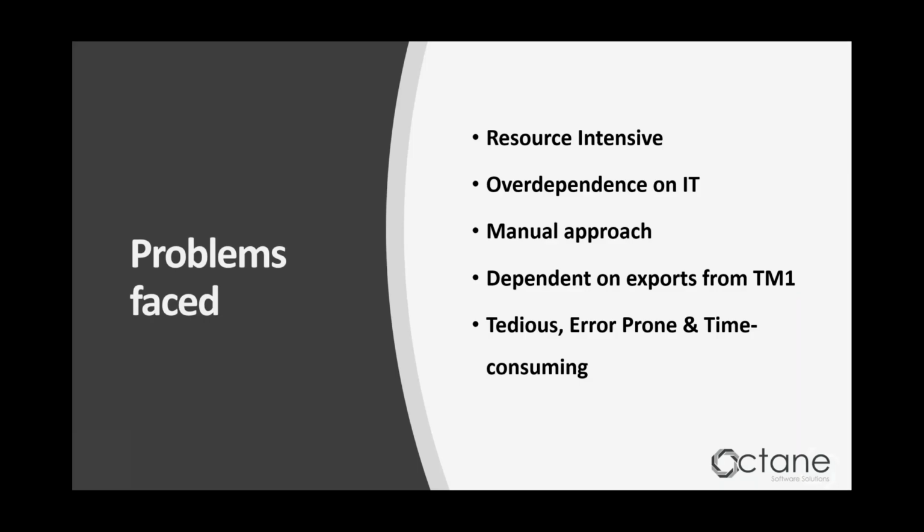Now, if you see the challenges or the problems which these companies have faced, number one is resource intensive. You need to have a TM1 developer to start with to build a TM1 process by which the data sitting in TM1 can be exported into a CSV file. And as you can see from point number 2, there is over dependence on IT, which means IT needs to have a shared folder for these TM1 developers to access to produce the CSV file. And then it's manual in nature as well.